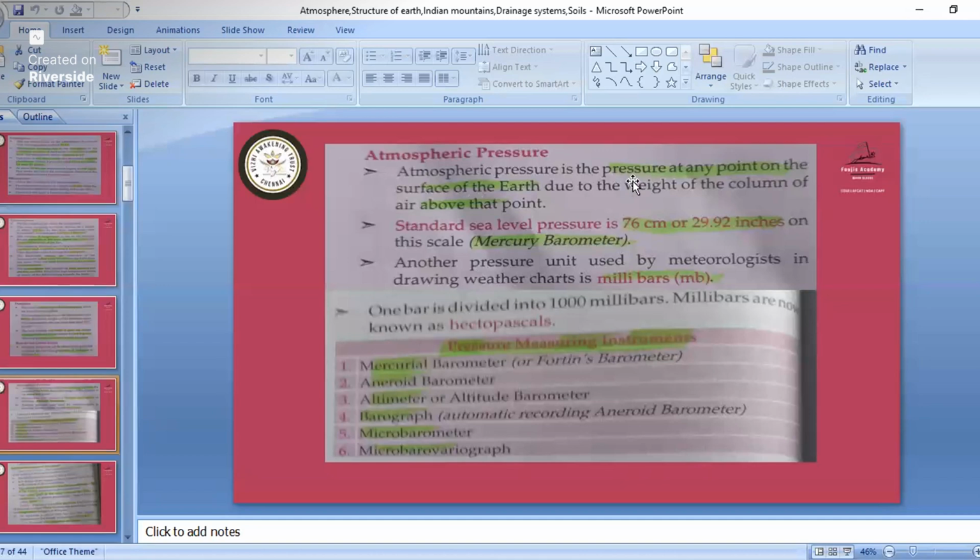Atmospheric pressure is the pressure at any point on the surface of Earth due to the weight of the column of air above that point. The standard sea level pressure is 76 centimeter, that is a mercury barometer. Study about all these 6 instruments. By studying this, you might know which instrument we use to measure atmospheric pressure, that is barometer. There are a lot of types of barometer, so you must know about all these barometers.